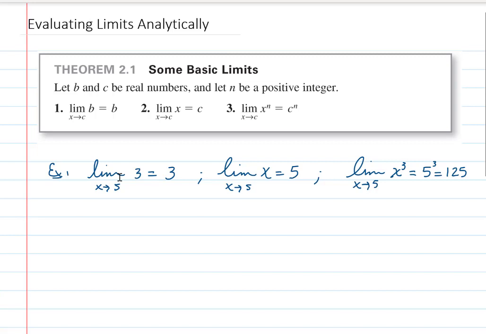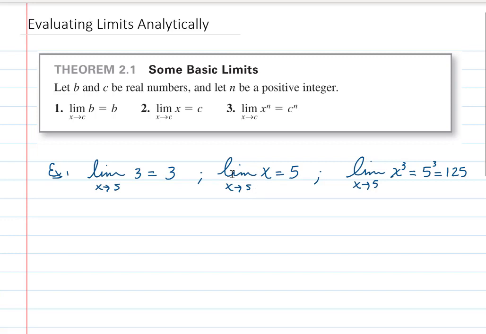Okay, so here are some examples quickly. We have the limit of the number 3 as x goes to 5 is equal to 3. So again, this is a constant no matter what x is going to. You know, this could be any other number. If this is a constant, the limit is always going to be that constant 3.